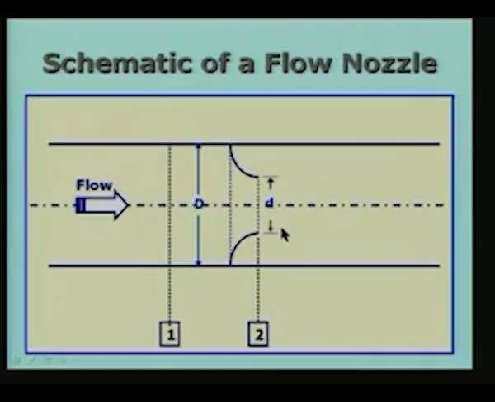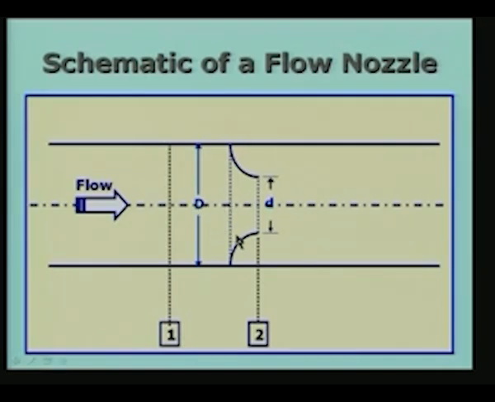The second arrangement, which is much better, we will see later why it is much better, is to have a nozzle which is specifically shaped so that the streamlines are going to follow a certain contour, and in this case we are going to have a much better coefficient of discharge, and we will also see later that the pressure loss due to this flow nozzle is much smaller than due to the orifice plate.